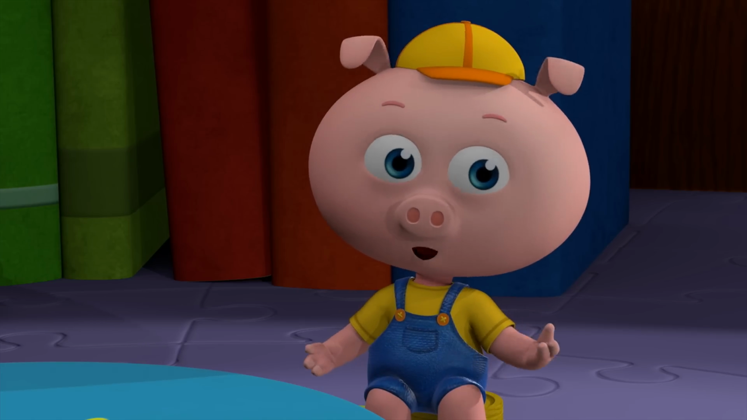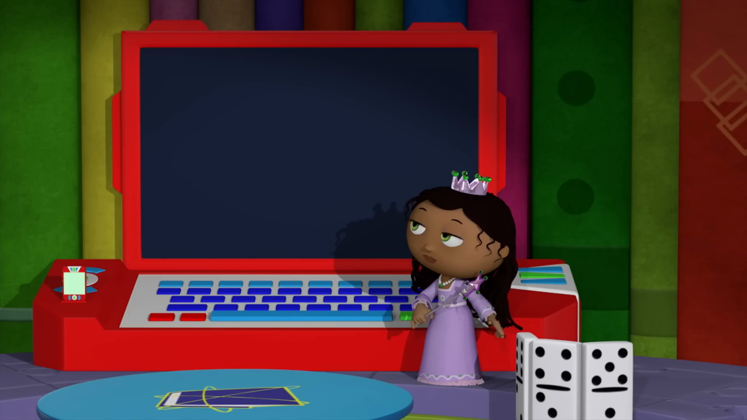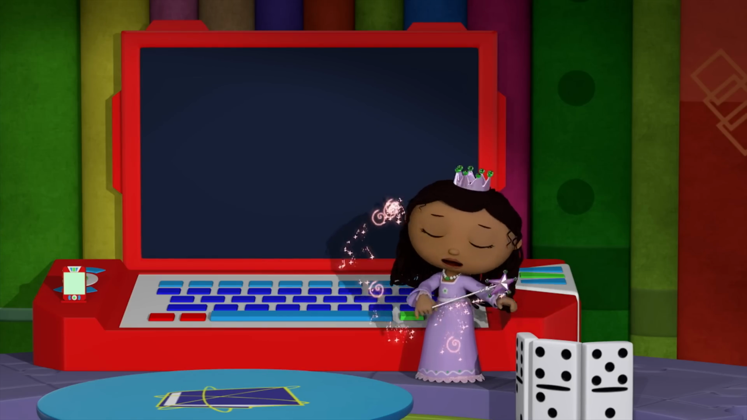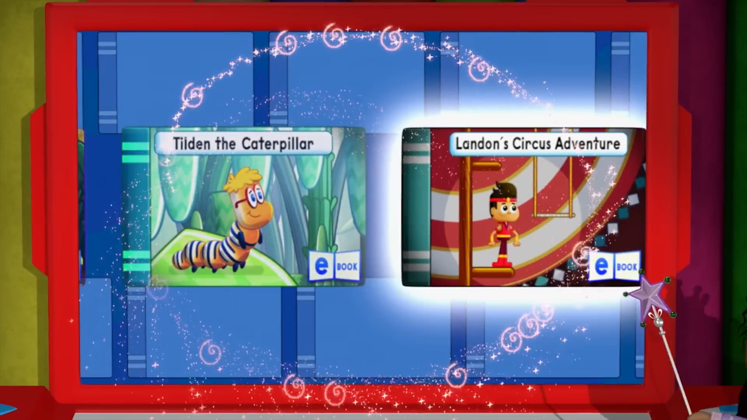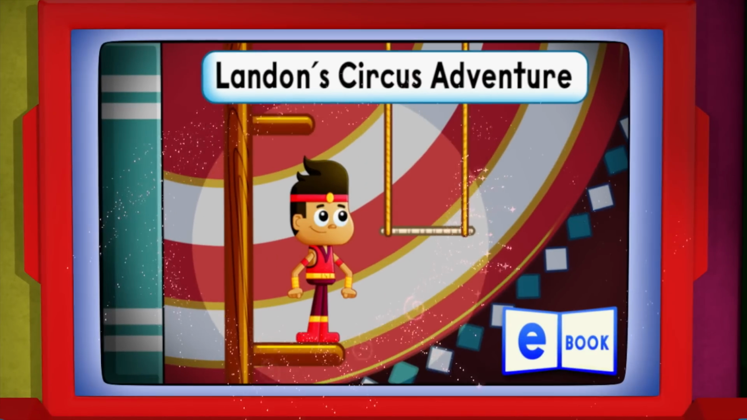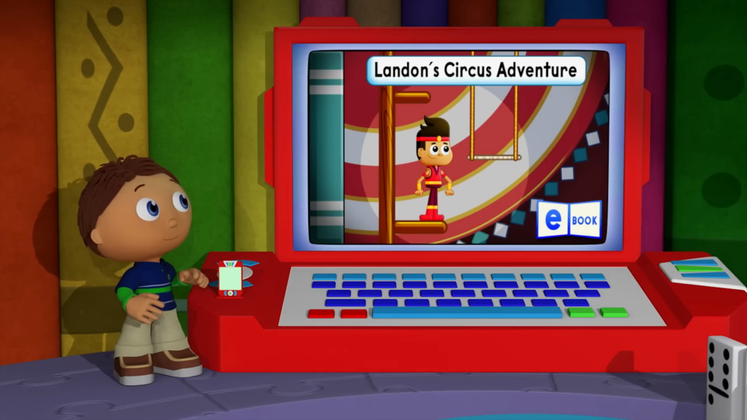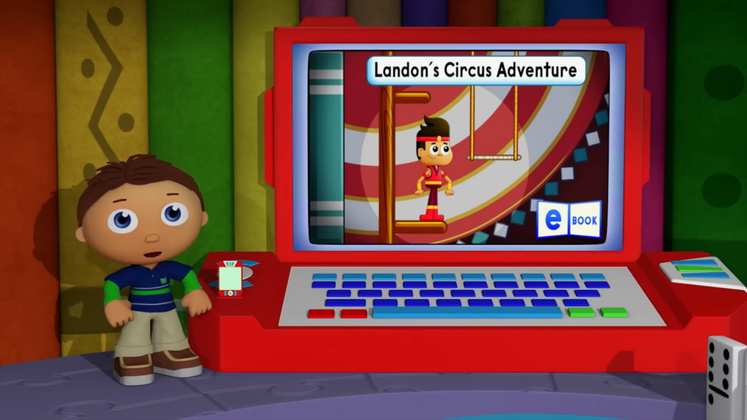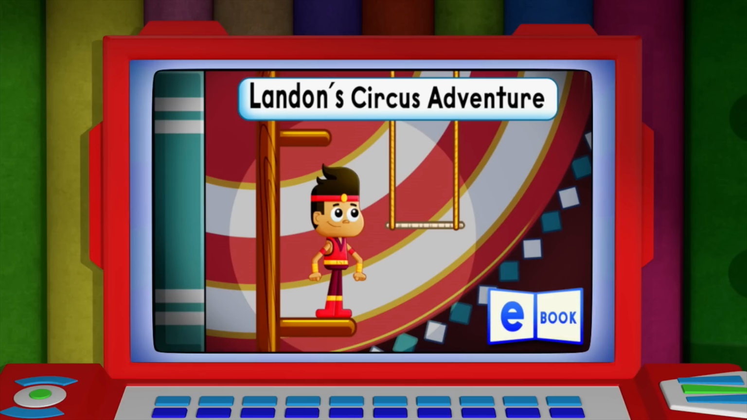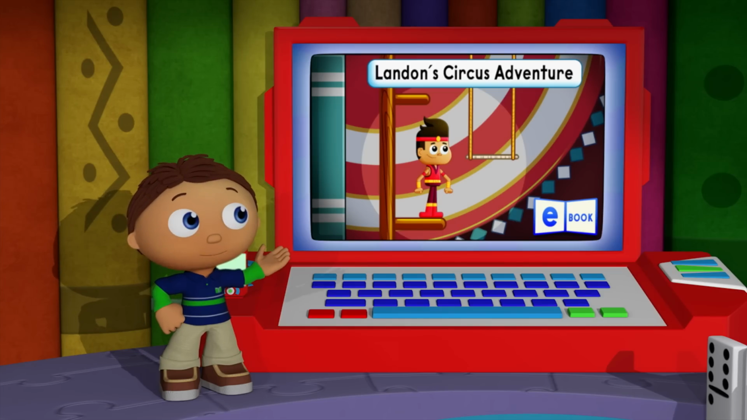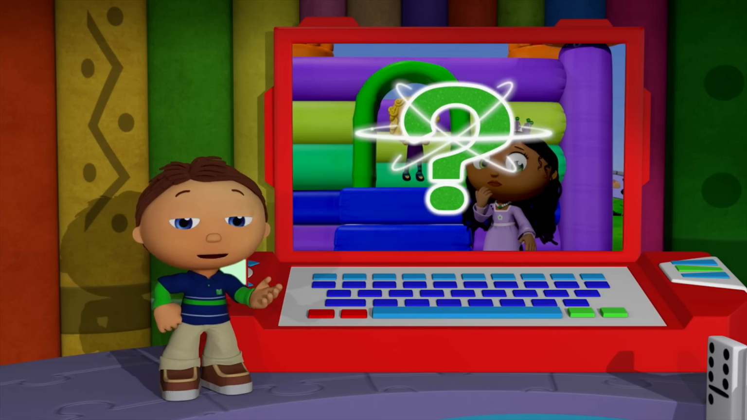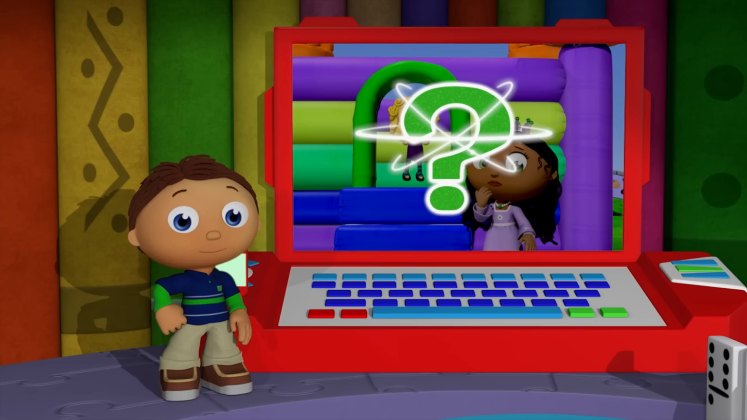But which e-book should we look in? Peas and carrots. Carrots and peas. Find us an e-book, please, please, please. Let's read the title of this e-book. Landon's Circus Adventure. We know what to do. We need to jump into this e-book and find the answer to Princess P's question.